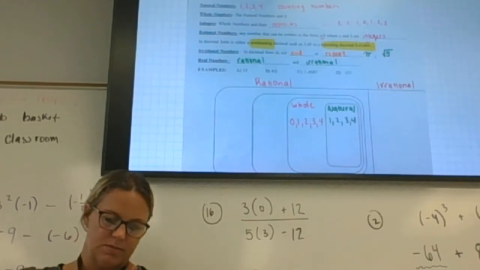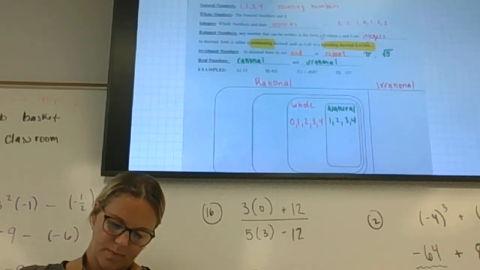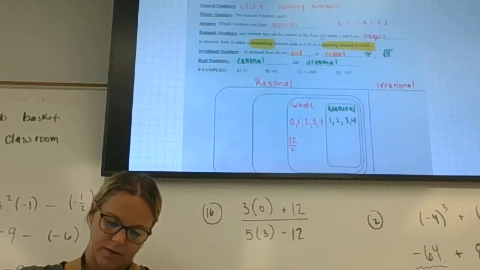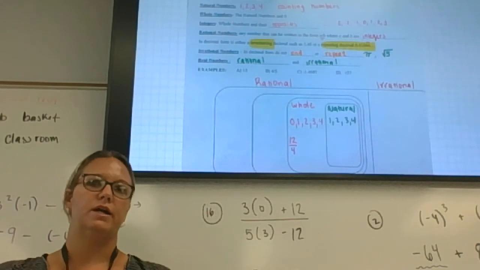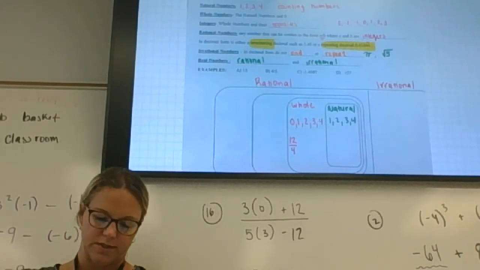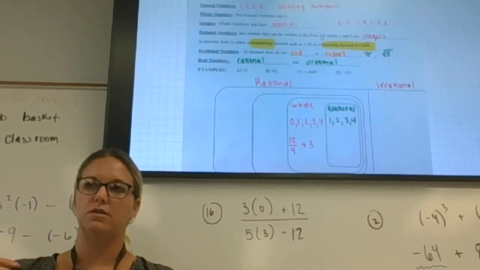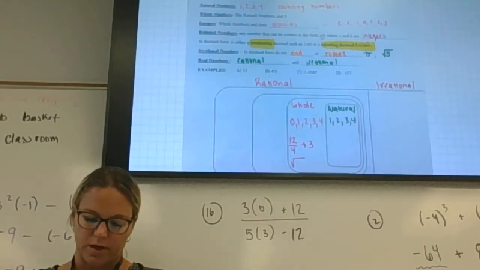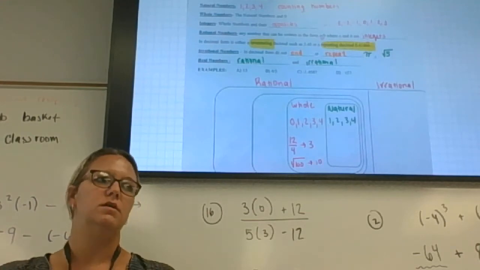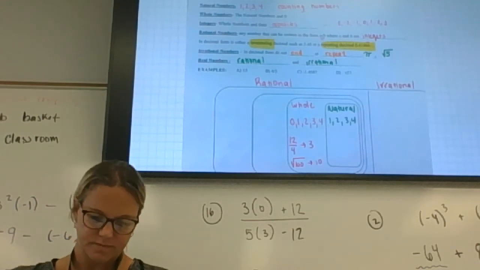Let's put another way a whole number could be represented. Maybe you see something like 12 over 4. It's a fraction, but it's still a whole number, right? Because it reduces to 3. So make sure you consider numbers in their simplest form. Or maybe you see the square root of 100. The square root of 100 is 10, so that's still a whole number.